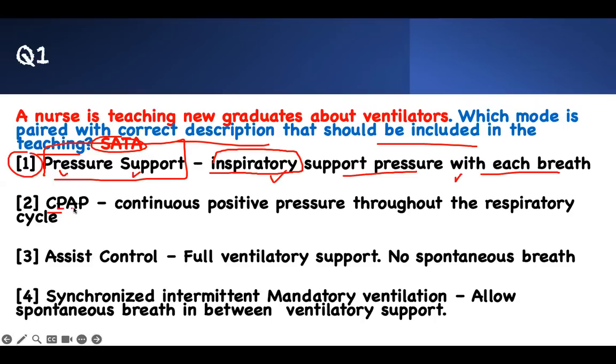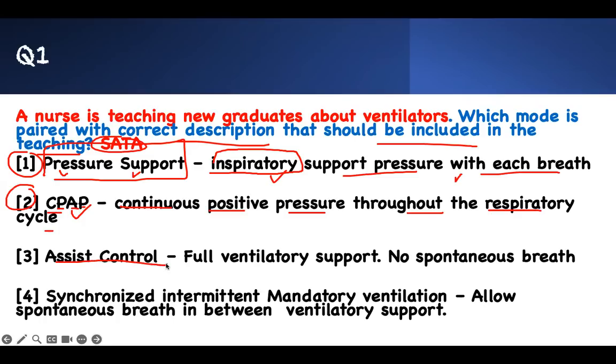Continuous positive airway pressure. Look at it. Positive, right? Continuous positive pressure throughout the respiratory cycle. Definition of CPAP. So this is right.